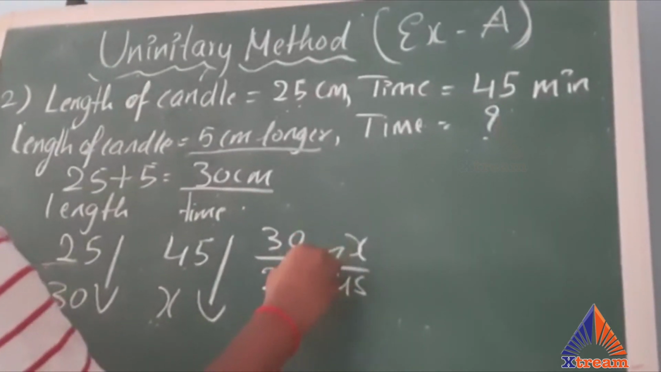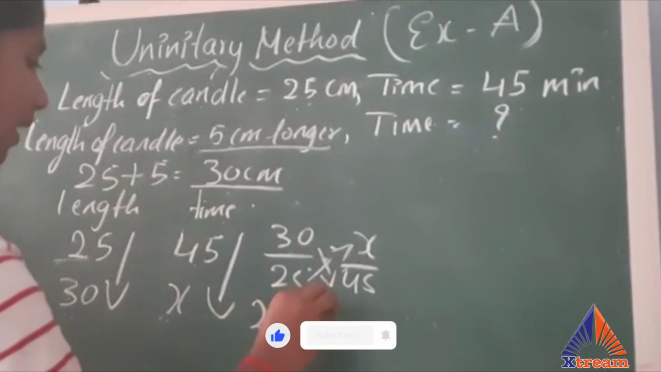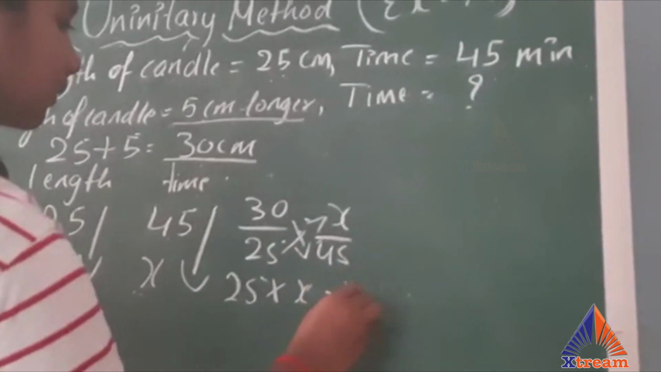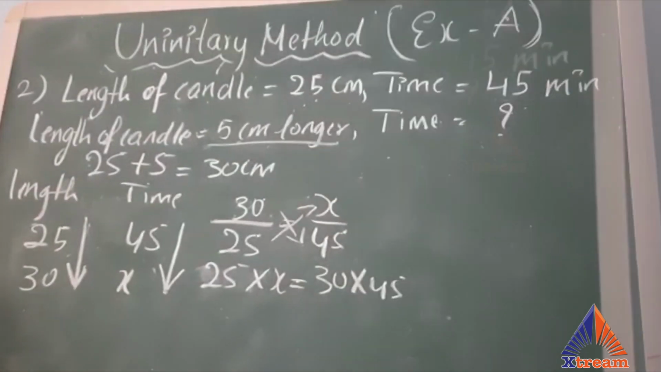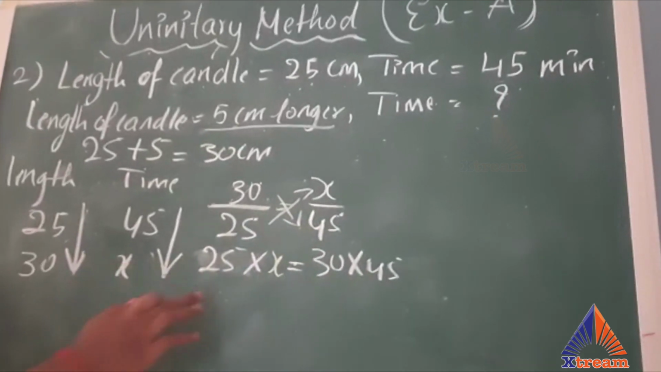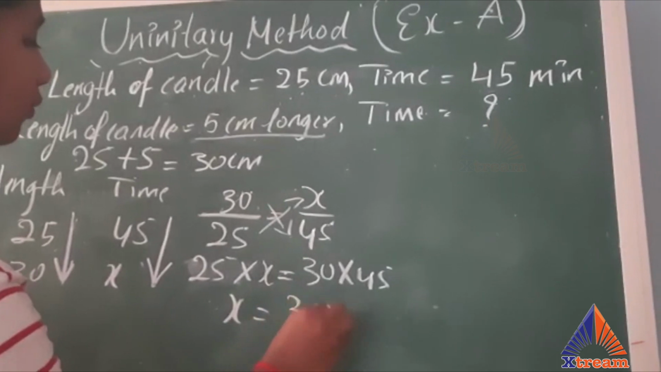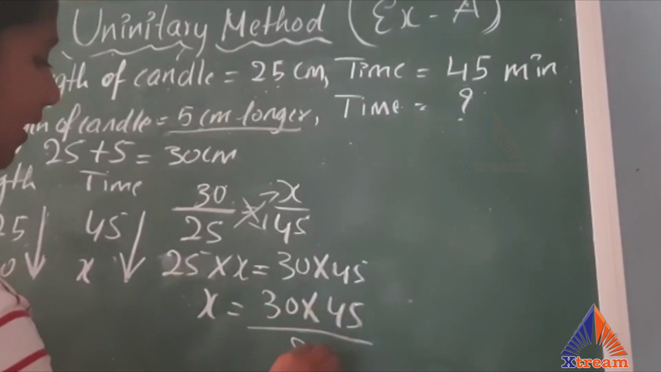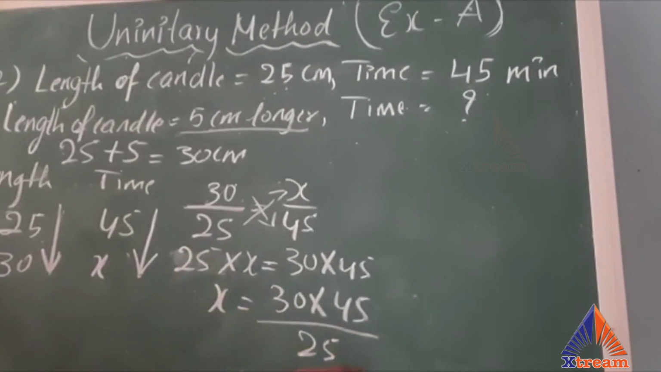Now cross multiplication, that is 25 into x is equal to 30 into 45. So here, after doing the cross multiplication, you need to convert it into division form. So here 30 into 45 divided by 25. So x will be as it is and 25 will be transferred this side. So it will become division form.